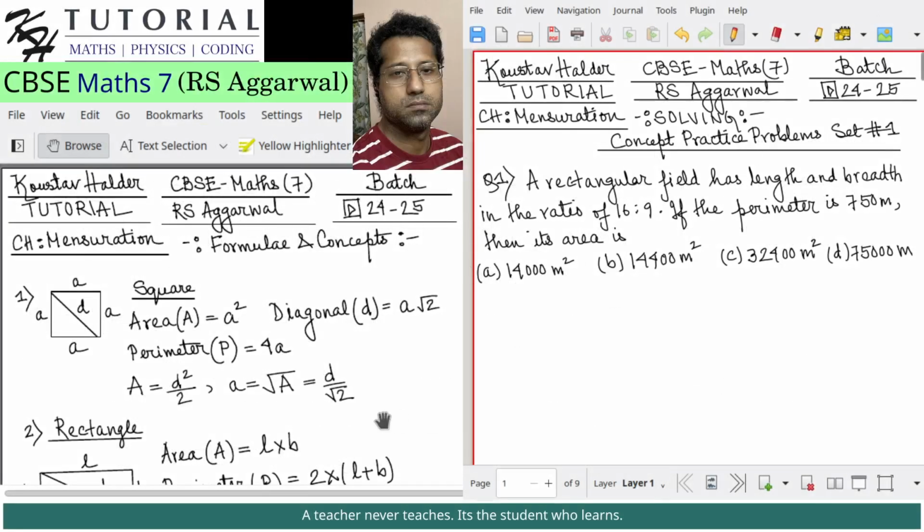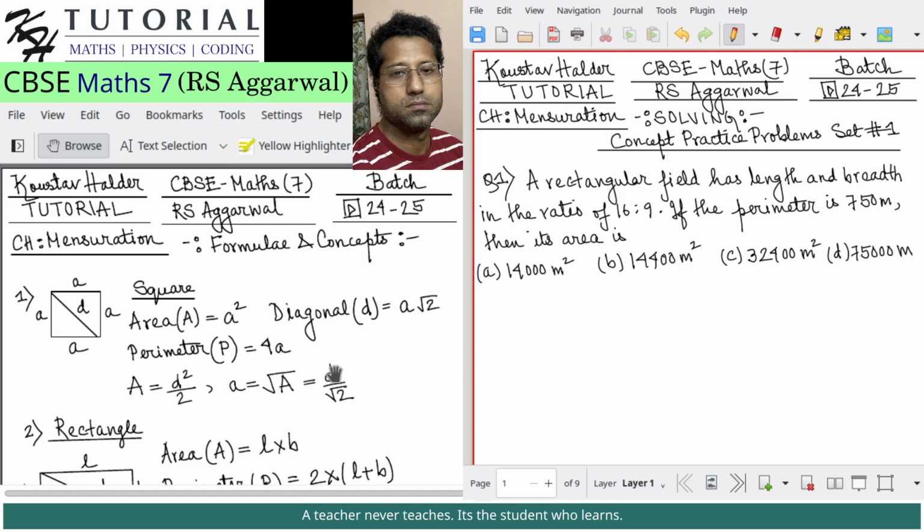Okay, so I have kept the formulas and key concepts of the topics that I have discussed so far, that is the area, perimeter and diagonal of square and rectangle, and the area of 4 walls of a room. Based on these concepts, the problems have been designed for set 1 concept practice problems. Okay, so let's start solving the problems.